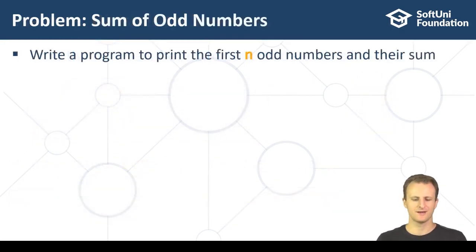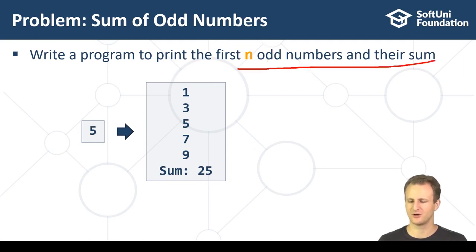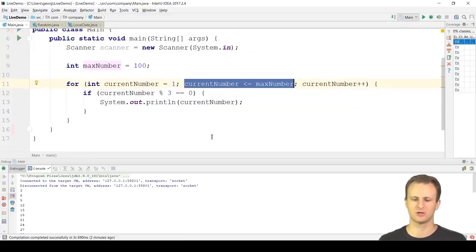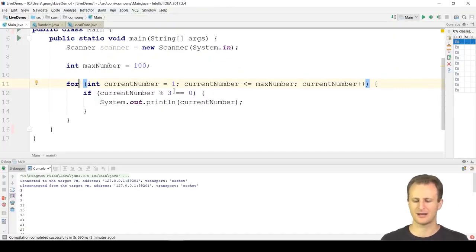Okay, another task. We have a program which should print the first n odd numbers and then print their sum. Okay, how would we do that? Well, since we're doing n odd numbers, that's a fixed number of odd numbers. Okay, so how would we do that?